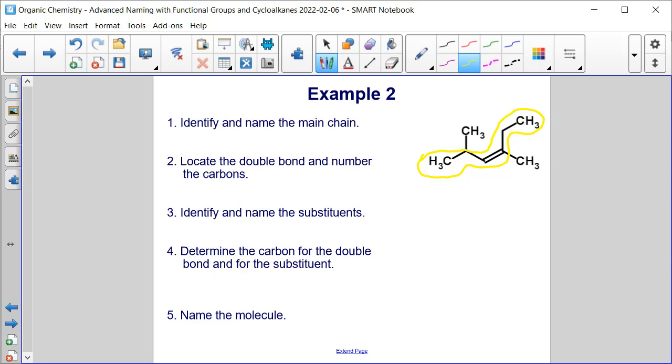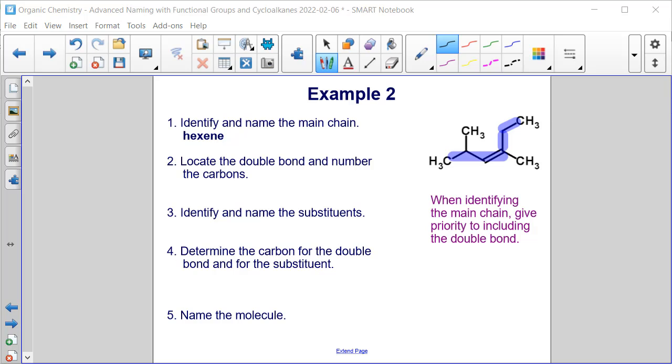Now let me make sure again. 1, 2, 3, 4, 5, 6. I miscounted. That's why I generally like to double check. So 1, 2, 3, 4, 5, 6. So a 6 carbon chain with a double bond right here would be hexene.